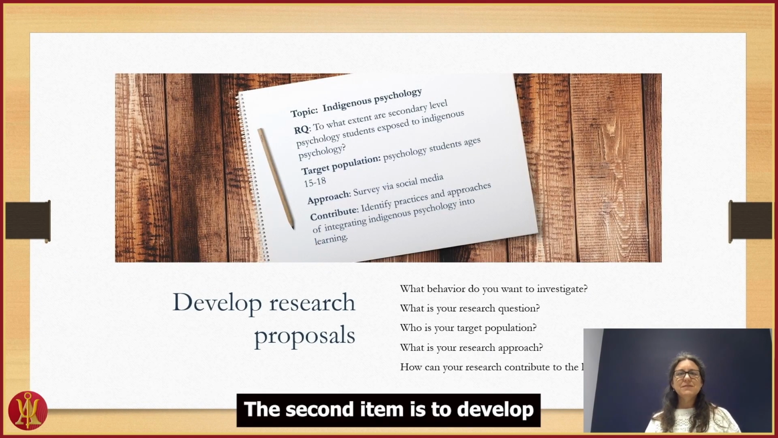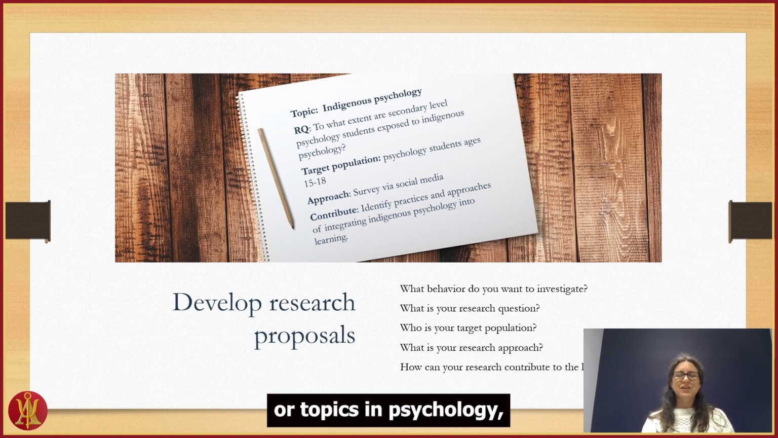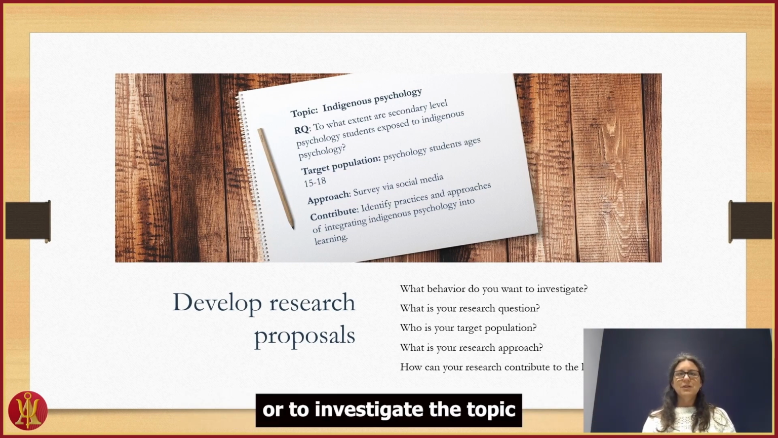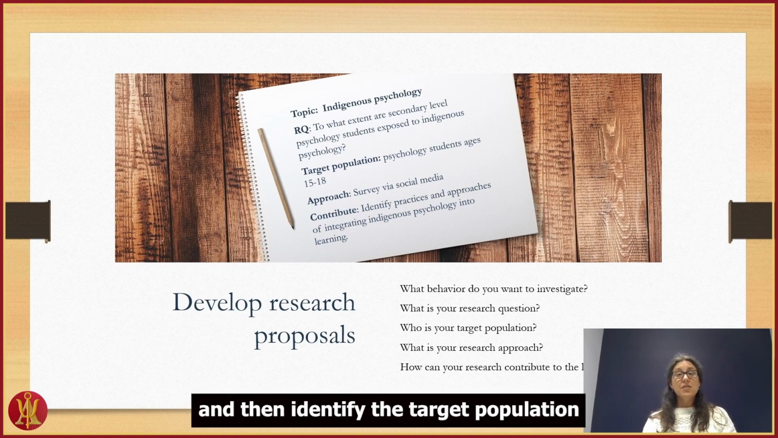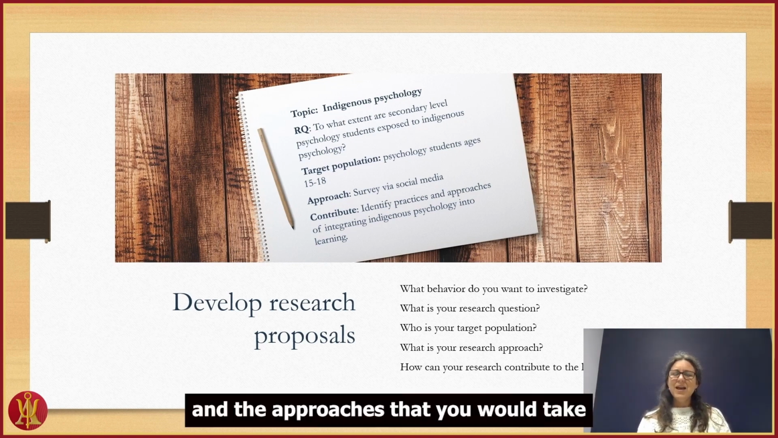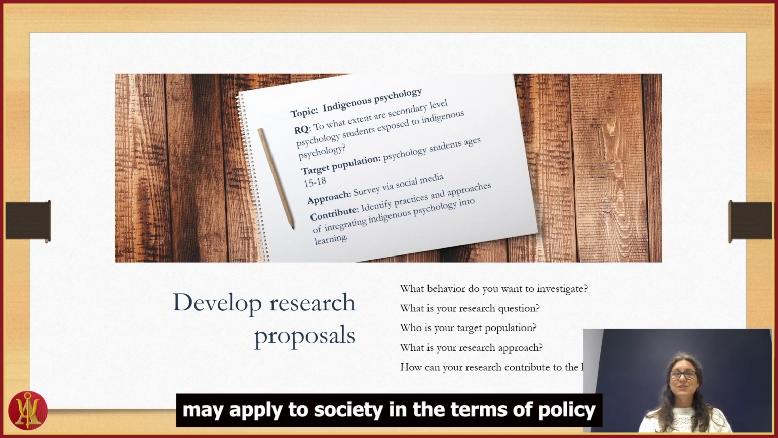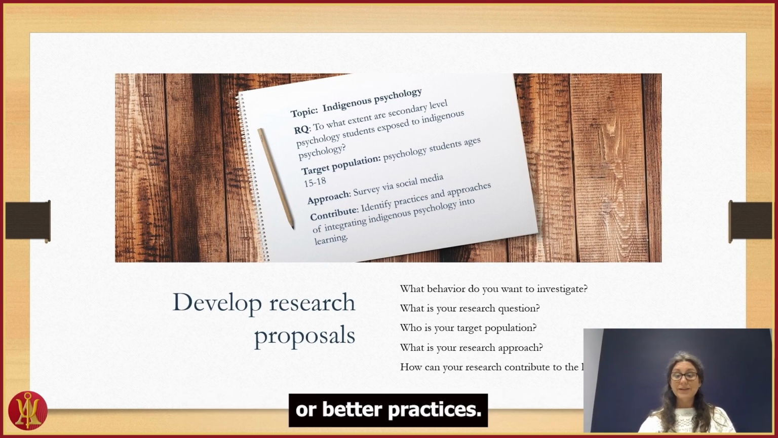A second item is to develop research proposals. As you're learning about different aspects or topics in psychology, take something that you want to know more about and develop a research proposal. Perhaps you'd like to use another method or to investigate the topic within another population or cultural context. And to do this, just start writing down some of the topics in your research questions and then identify the target population that you draw from and the approaches that you would take and how this information may apply to society in terms of policy or better practices.